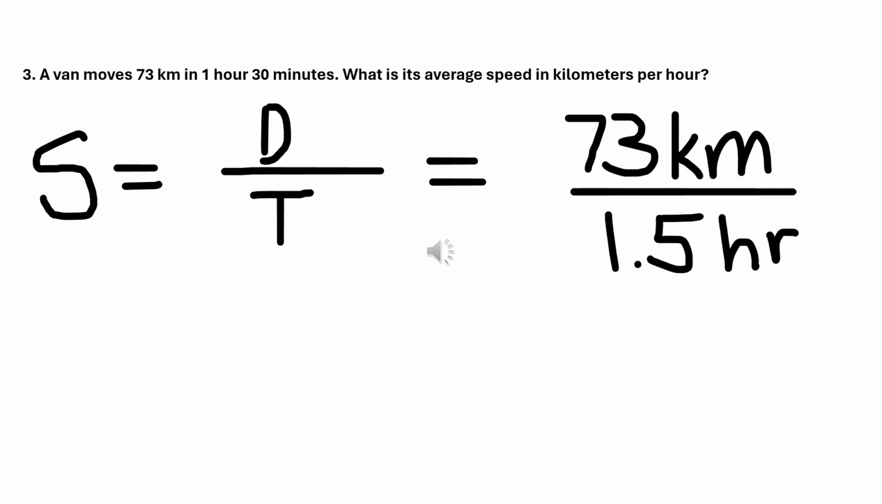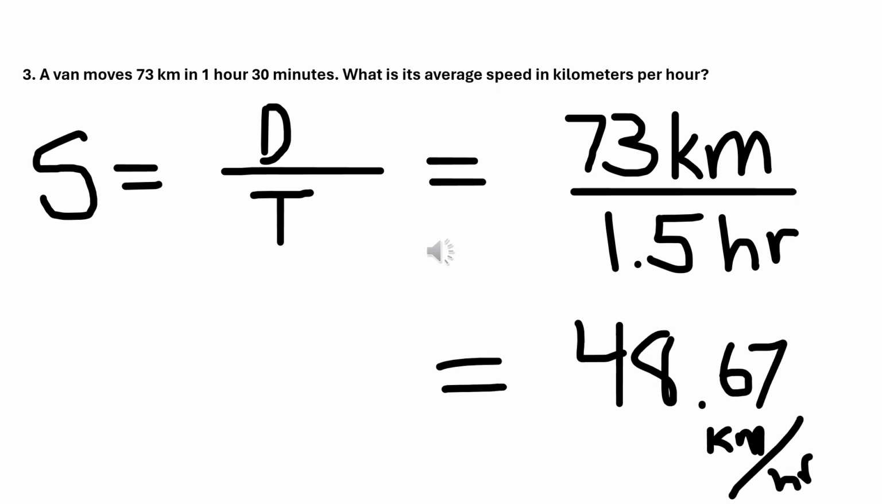We'll do our calculation, or our division, on the calculator. 73 kilometers divided by 1.5 hours, and the answer is 48.67 kilometers per hour. And of course, I went ahead and rounded up for that answer.